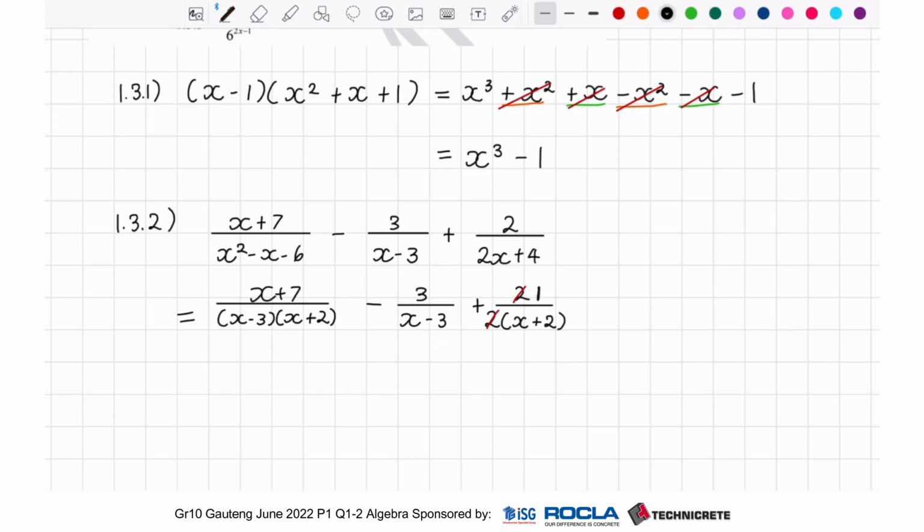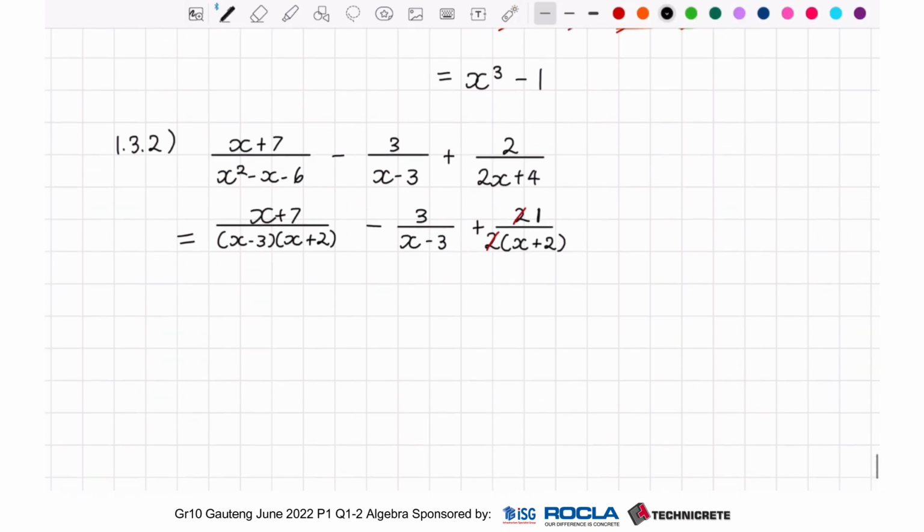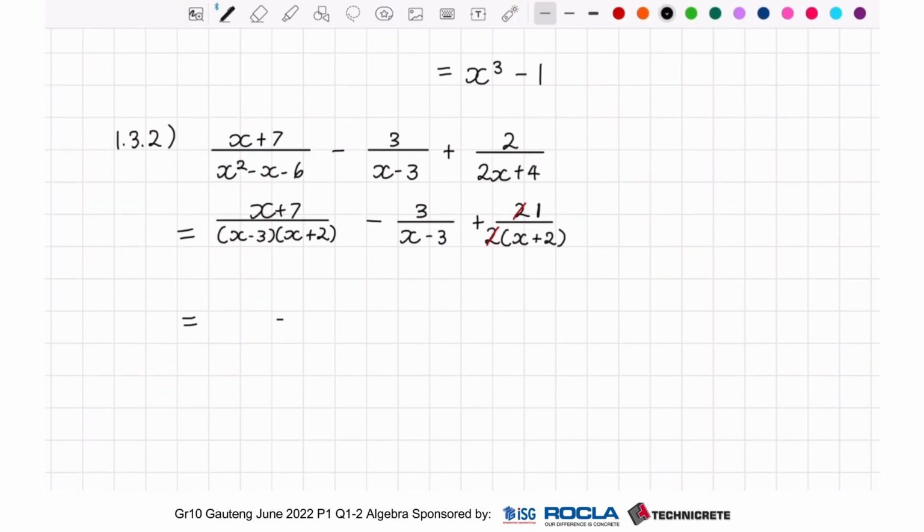Okay, and now I will have my common denominator if I multiply this fraction by x plus 2 over x plus 2. So the bottom and the top is being multiplied by x plus 2. And then I can multiply this fraction by x minus 3 over x minus 3. So I multiply x minus 3 at the top and x minus 3 at the bottom. So in my next line, I'm going to have everything over this common denominator, x minus 3, x plus 2.